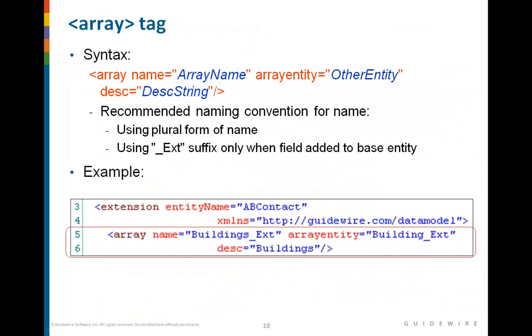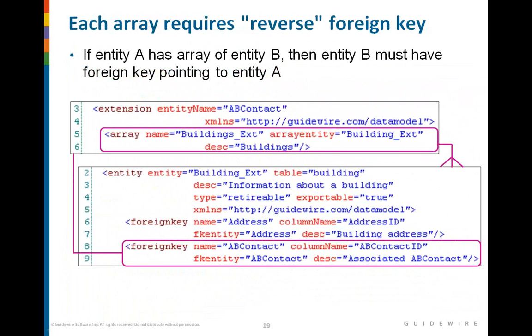If you want to create buildings, you should have a type of building. That is the array entity. You will be holding multiple buildings in a single array. Before creating this array, the array entity should exist in the runtime. And each array requires a foreign key. This is how Guidewire fetches the records related to the array.